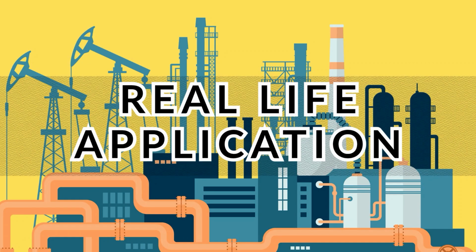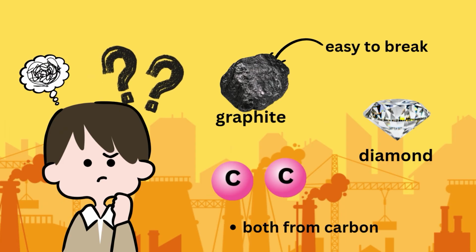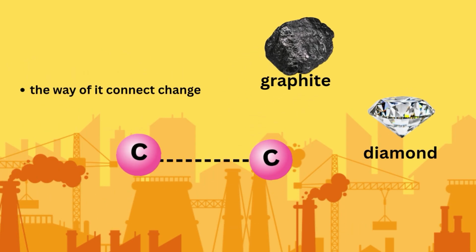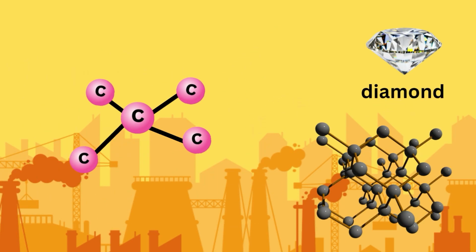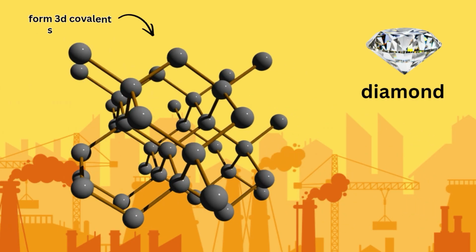Let's see the real-life application of LDF. Ever wonder why graphite is easier to break than diamond even though both are made of carbon? The way those atoms connect changes everything. For diamond, each carbon atom is bonded to 4 carbon atoms. It will form a 3-dimensional giant covalent structure. This covalent structure is extremely strong and hard to break.